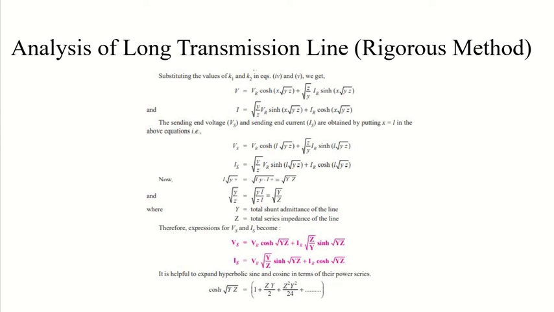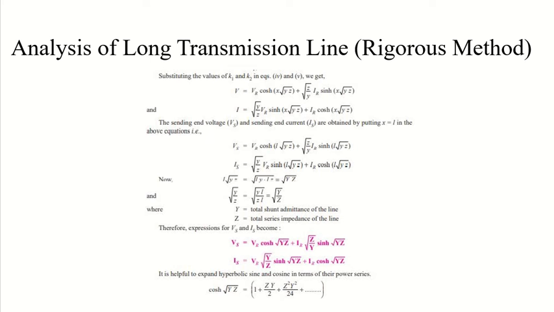This particular lecture is heavily based on the previous lecture. To understand the derivation of ABCD parameters of long transmission lines, you must know the rigorous method. You must have an idea of what the rigorous method is, how it works, and what operations we end up with, the final formulas for sending end voltage and sending end current, and based on that we are going to derive the ABCD parameters.